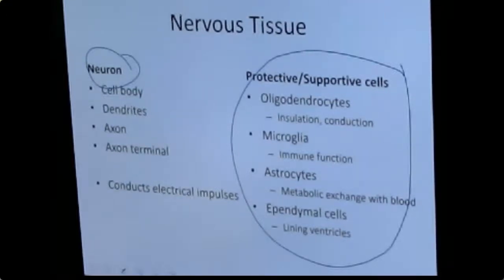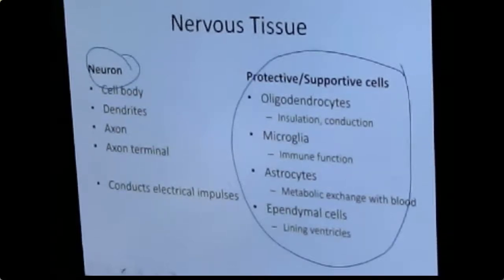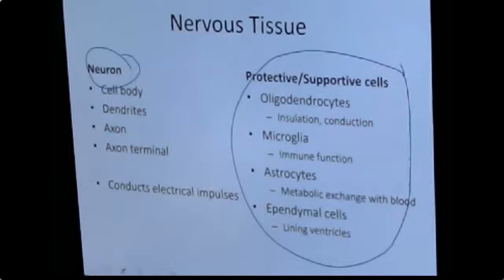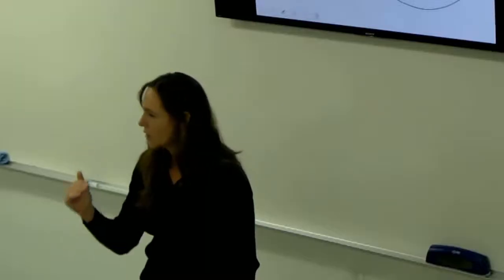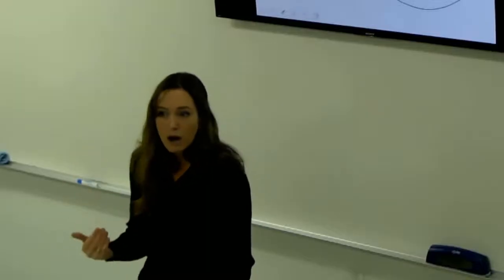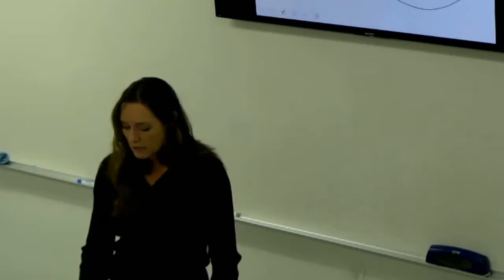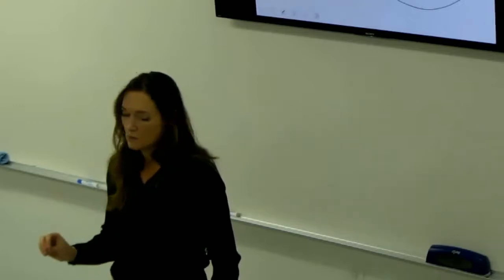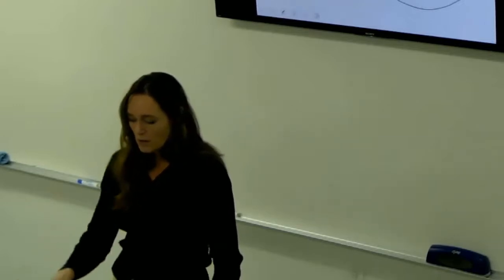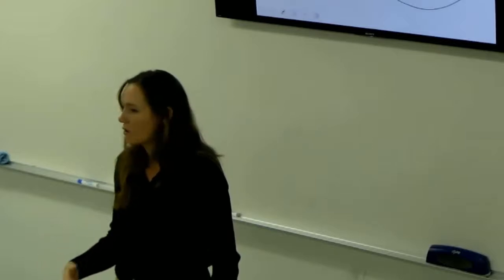Then you have these other guys, which are just support staff. They're very, very important, but they have really specific roles and aren't themselves conducting electricity, but they're still in the nervous tissue family. As for the details, oligodendrocytes, microglia, you don't have to know those names. They're just here to give you a sense of what some of the other cells are. We're really going to spend time on the neuron, but again, mostly in Unit 2. So these here are just in the category of nervous tissue.